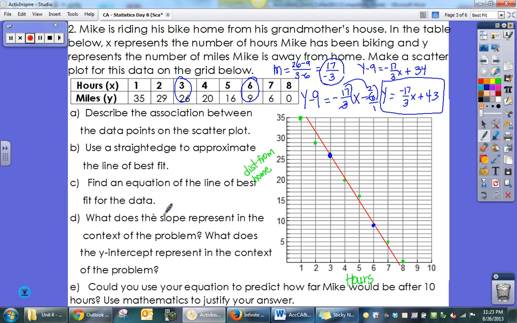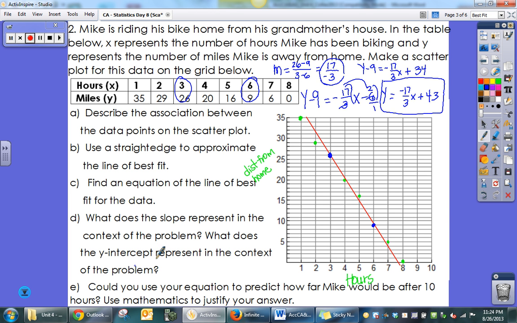Alright, what does the slope represent in the context of the problem? So right here, my slope, remember that would be his rate of change. So in this case, my slope is miles per hour. So how far he's going after 1 hour, how much closer he is to home after 1 hour. And then the y-intercept represents in the context of the problem how far he was originally, so basically how far Grandma's house is from his house.